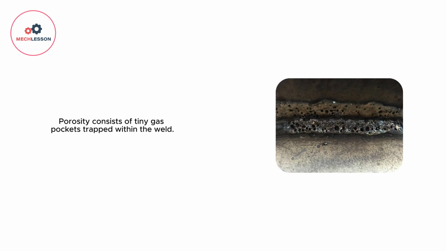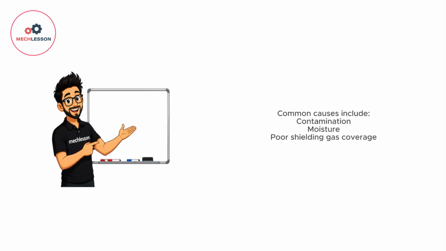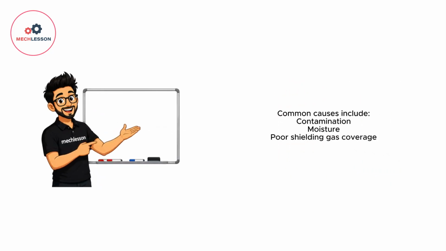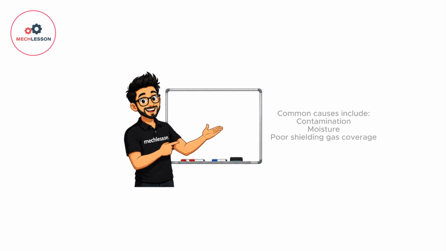23. Porosity. Porosity consists of tiny gas pockets trapped within the weld. It can weaken weld strength and appearance. Common causes include contamination, moisture, and poor shielding gas coverage.